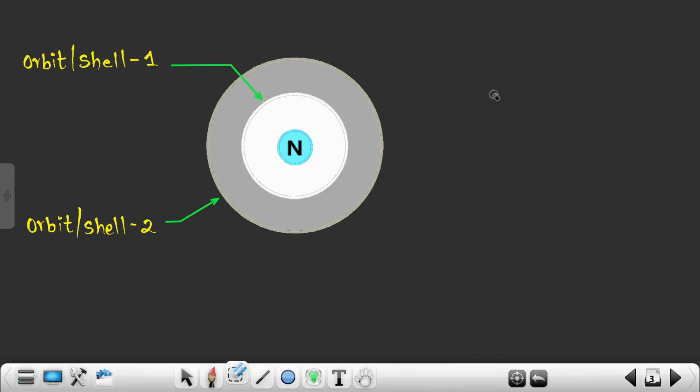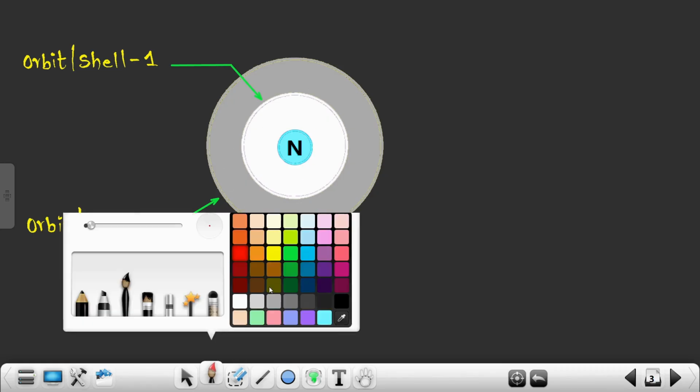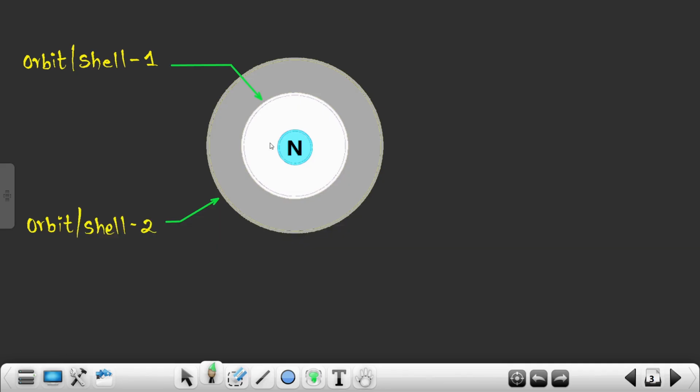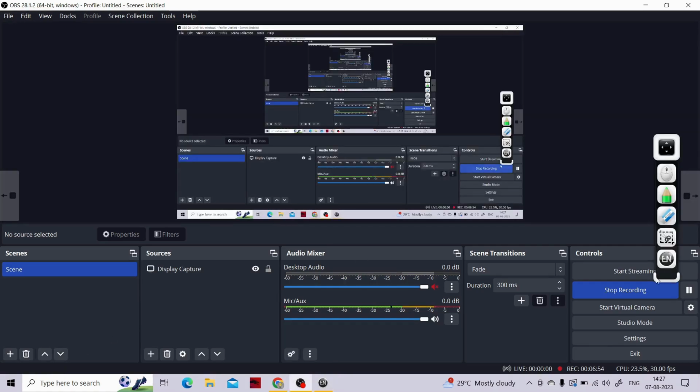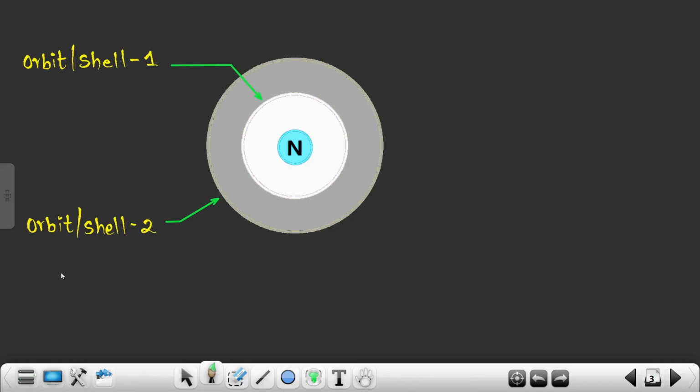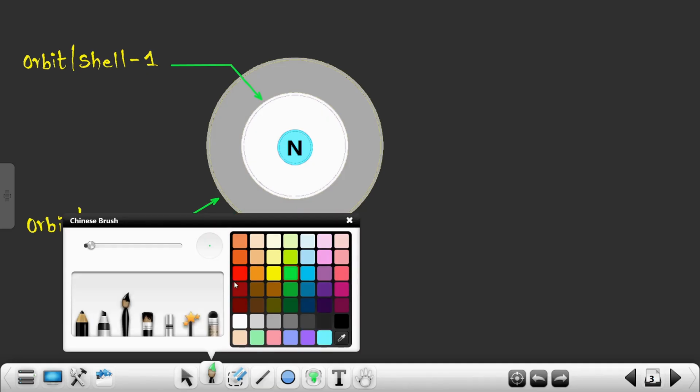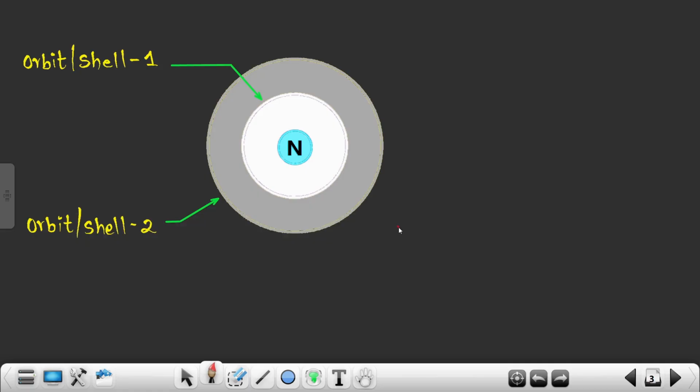Great. So as I mentioned, this is my atom. Here I have drawn it properly, so you can clearly see this is my N, meaning nucleus. And this is my orbit 1 or shell 1. Some books term it as orbit, whereas a few books term it as shell, so both are correct. And this is my orbit 2 or shell 2. There is a certain capacity that these orbits can hold electrons.